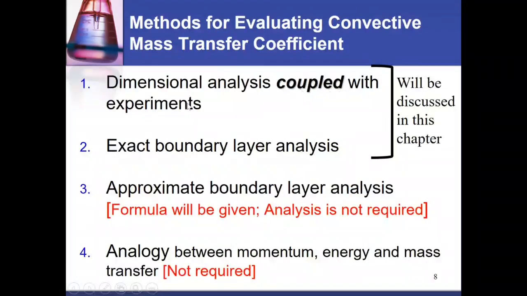In this chapter, we'll be discussing two scenarios. The first one uses dimensional analysis coupled with some experiments to evaluate Kc, the convective mass transfer coefficient. This is the first analysis we will do. The second analysis is the exact boundary layer analysis. Both will be discussed in detail in this chapter to find the convective mass transfer coefficient. There's also approximate boundary layer analysis, which we will not cover in detail.